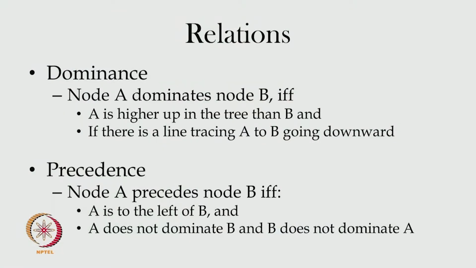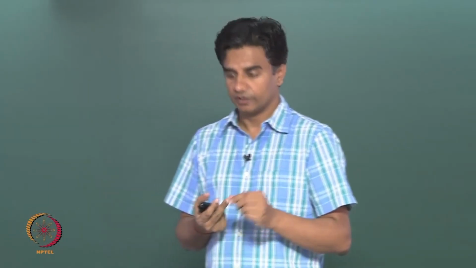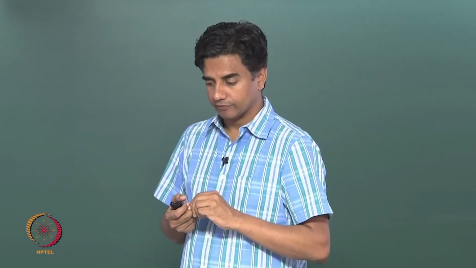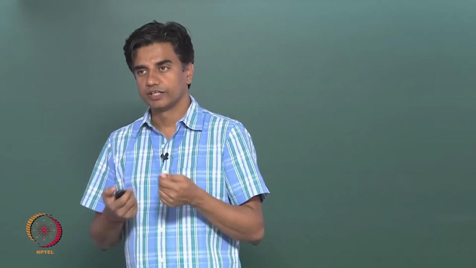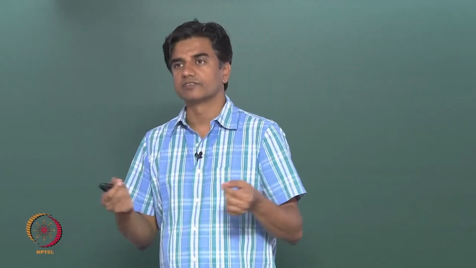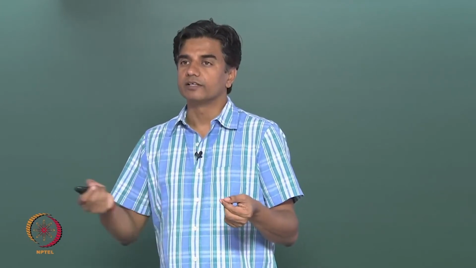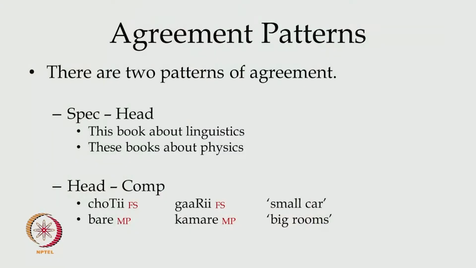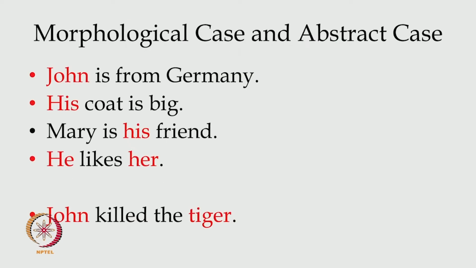Remember this part? Dominance and precedence so far. Keeping these two things in mind, we are going to move ahead with cases and we will introduce two more concepts: governance, that is government, and then finally C command, which I told you last time, the term stands for constituent command, how one constituent controls the other one, okay? We come to agreement patterns a little later. Let's look at case first.